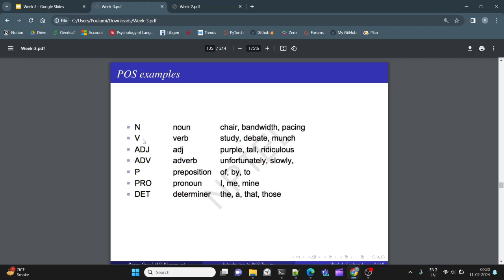So these are some examples of part of speech tags. We have noun, verb, adjective, adverb, preposition, pronoun, determiner, and some possible examples from English. Such part of speech tags also exist, not all but many, in Indian languages as well. So there are nouns and verbs in Indian languages too.